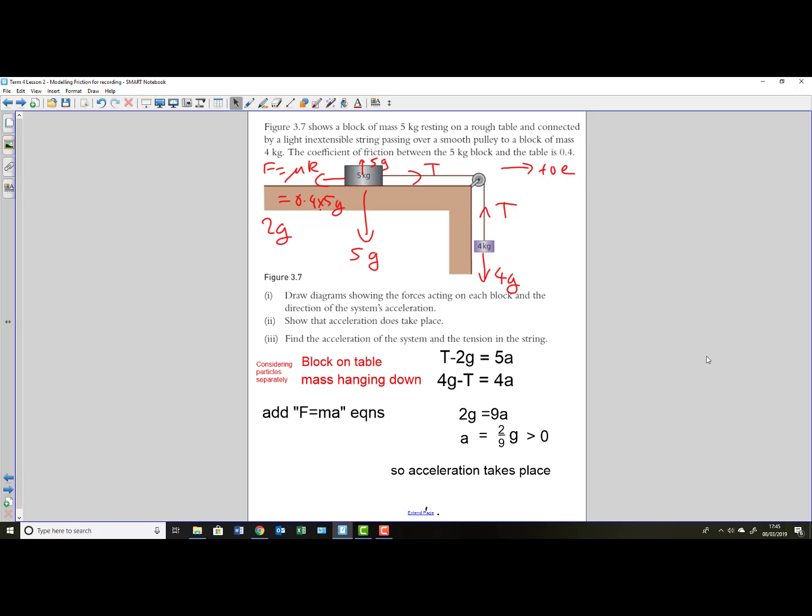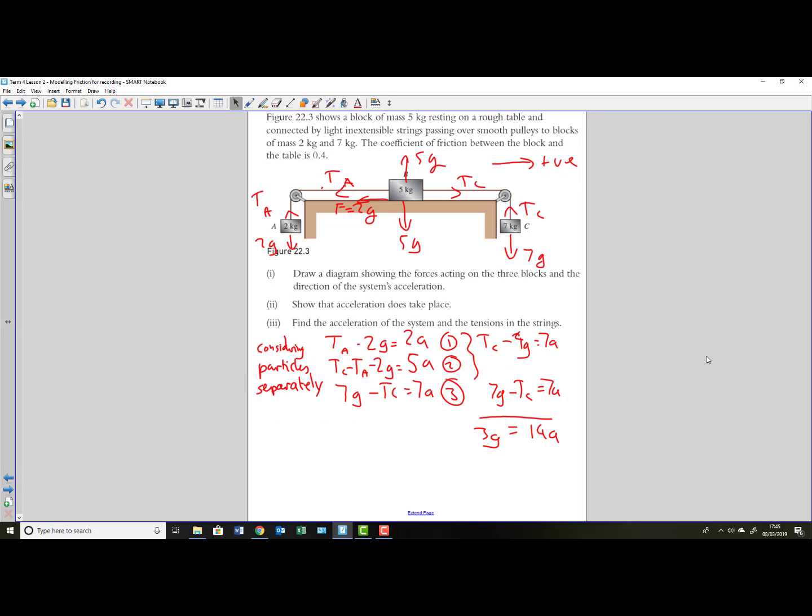Now, there is a slightly more complicated situation where you have this kind of setup here. Here we've got an object in the middle of a table, a weight at this end, a weight at that end. You'll notice I've got the positive direction going to the right again. This is simply because common sense dictates that with 7 kilos at this end and 2 kilos at that end, if it's going anywhere, it's moving that way.